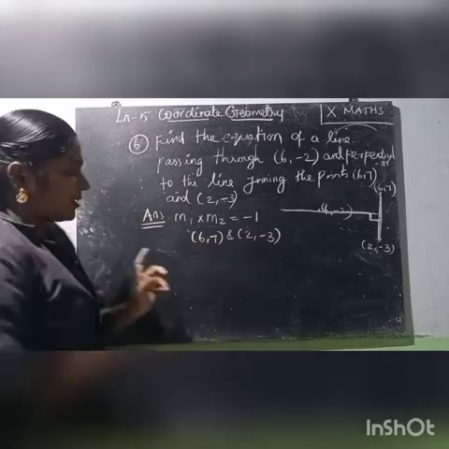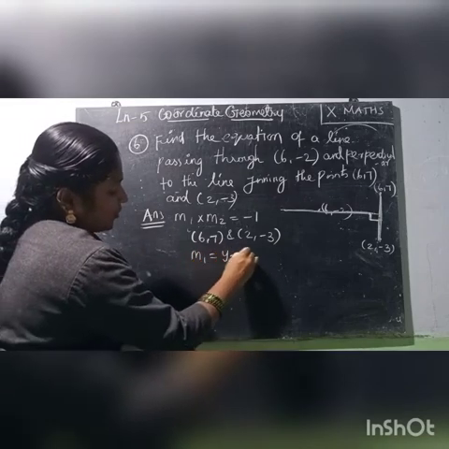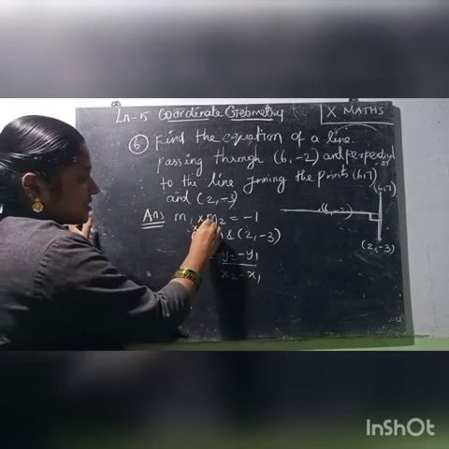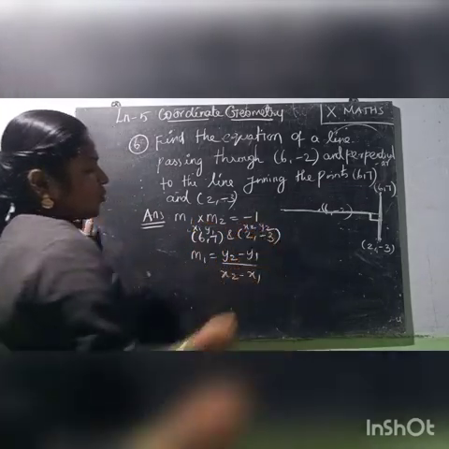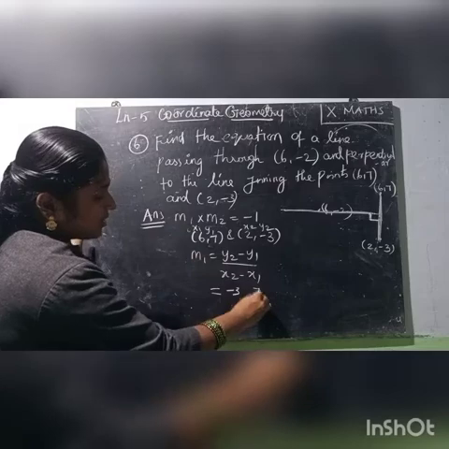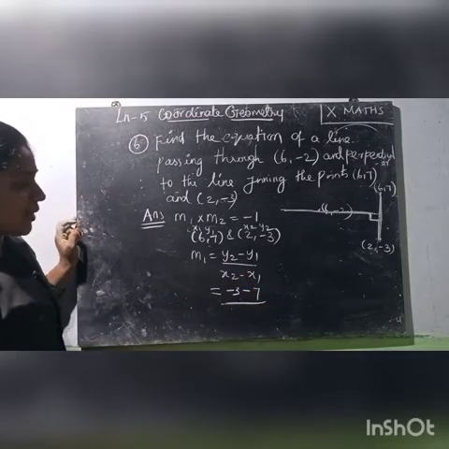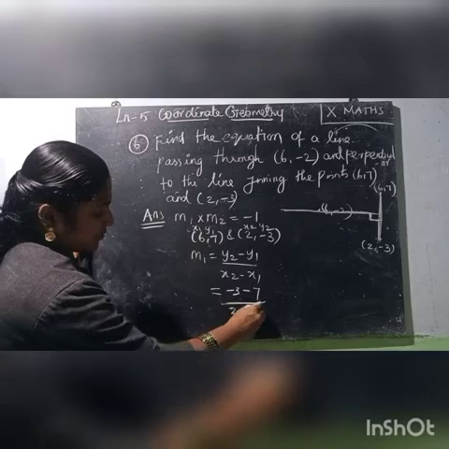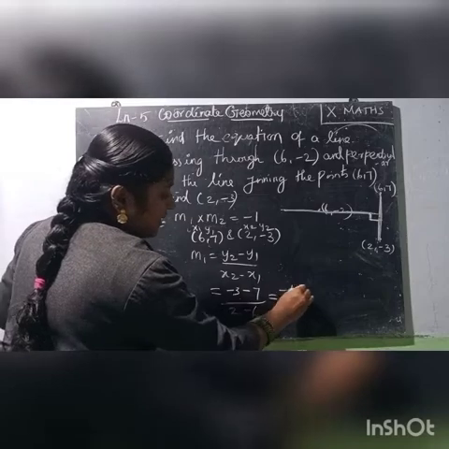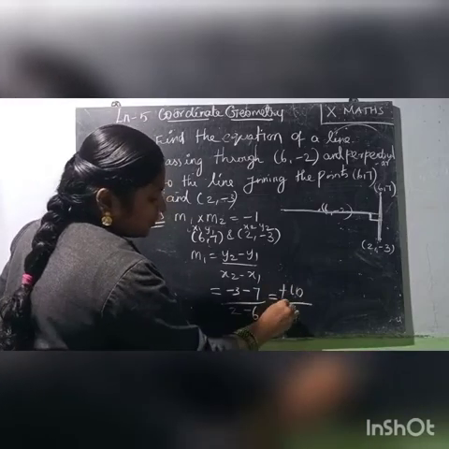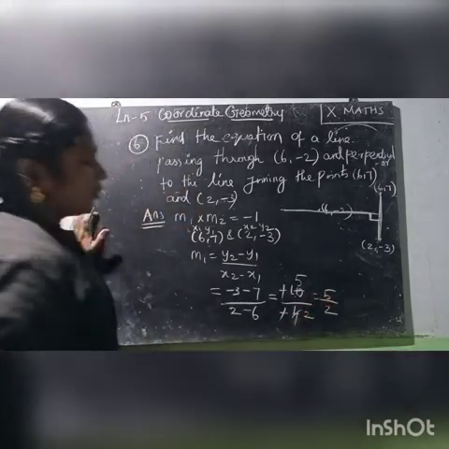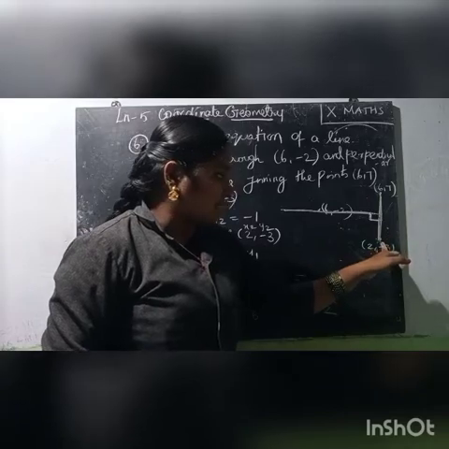If 2 points are given, the slope formula is y2 minus y1 by x2 minus x1. Let me consider this as x1, y1 and this as x2, y2. Now the y2 value is minus 3 minus y1 value 7, by x2 minus x1, so 2 minus 6. Minus 3 minus 7 is minus 10. 2 minus 6 is minus 4. 5 times, this is 2 times. So now the m1 value is 5 by 2. Now we got the slope of this line, that is m1.